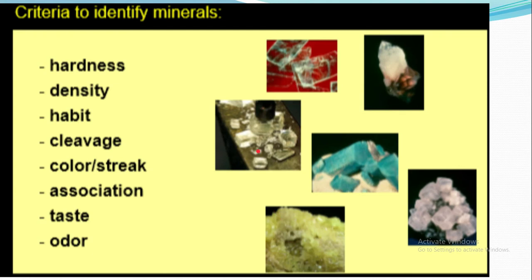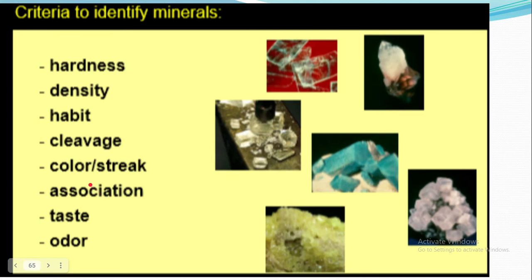Now, after studying this, there are certain criteria to identify the mineral in the hand specimen in the laboratory or in the field. So we can study the hardness, how hard the mineral is. We can use the Mohs hardness scale. Then you can check the density from the specific gravity. Then form, whether the cleavage, planes of weakness are present or not. What is the color? What is the streak?